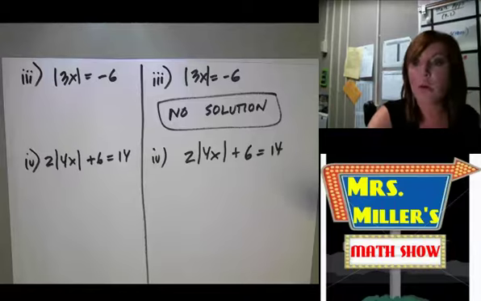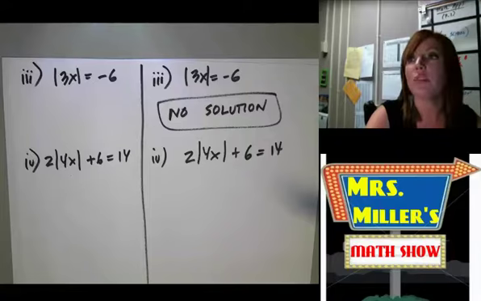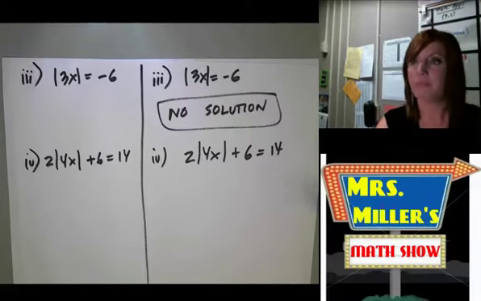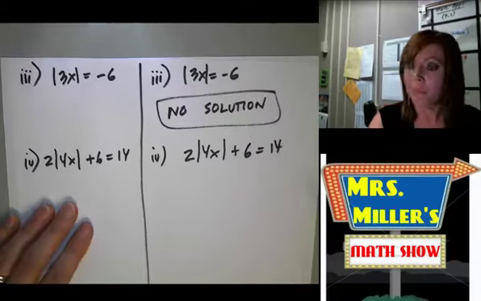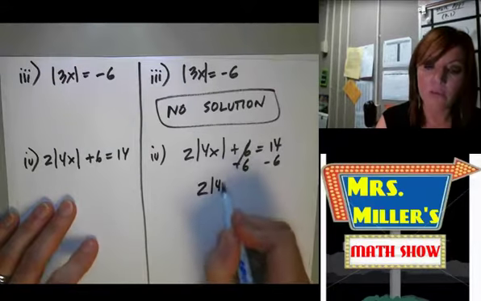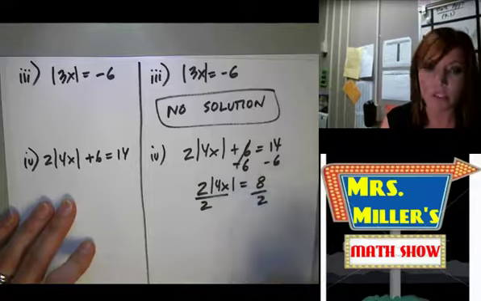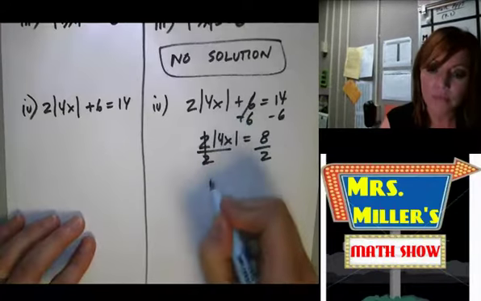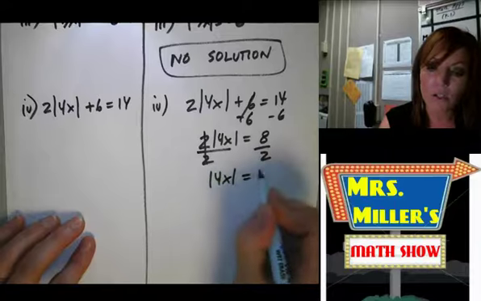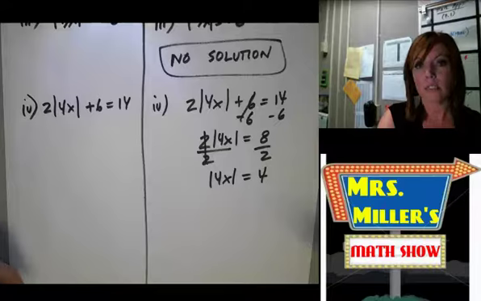So can someone make a suggestion about how we might get the absolute value by itself in this? Jared? Well, we'll want to start by subtracting 6 and then divide that by 2. Perfect. So 2 times the absolute value of 4x equals 8, and then divide by 2. So we're just trying to get the absolute value completely by itself. So the absolute value of 4x equals 4. And then from here, what next?